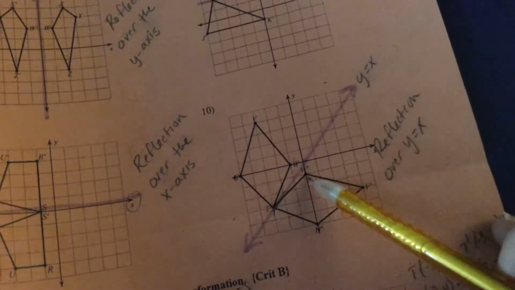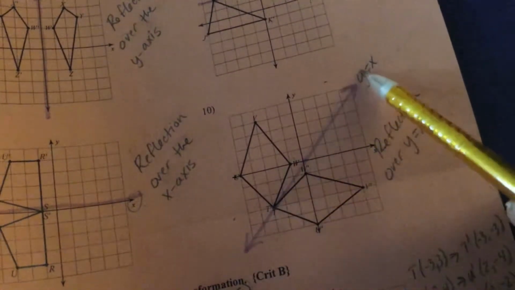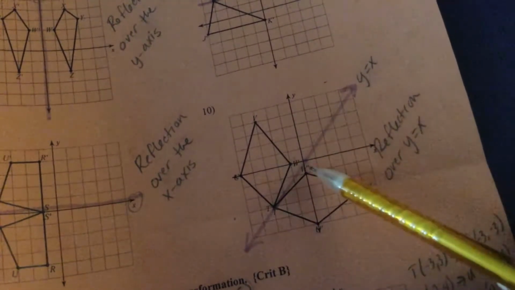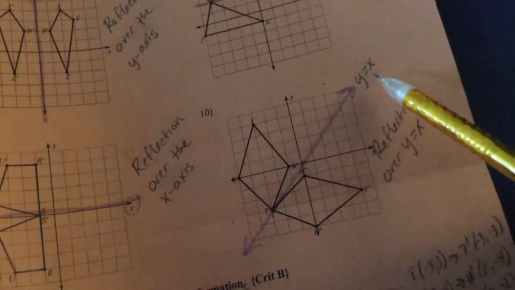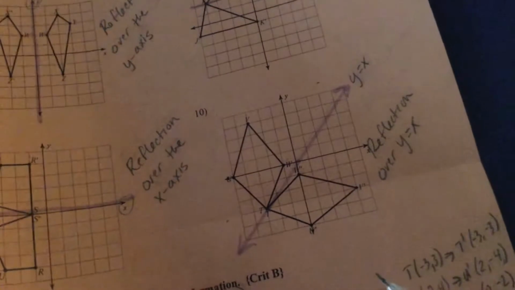So W and W prime are here, T and T prime are here, so my line of reflection goes right through there, splitting them in half. And this is that positive slope 1 over 1 that goes through the origin. It's called y equals x. This is our y equals x line, so it's just a reflection over y equals x. And that's it for describing reflections.